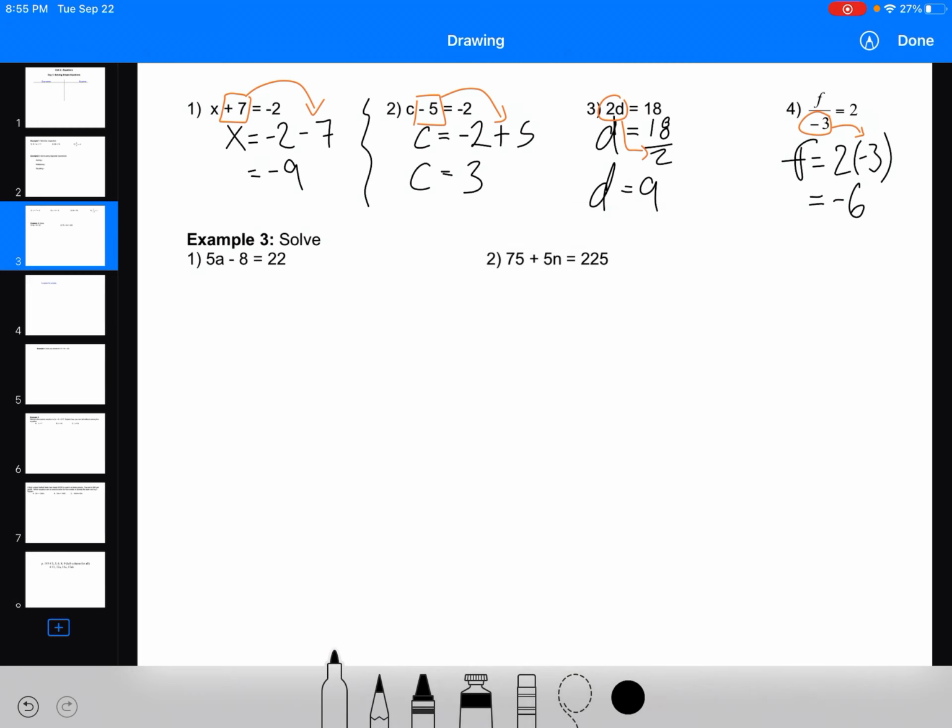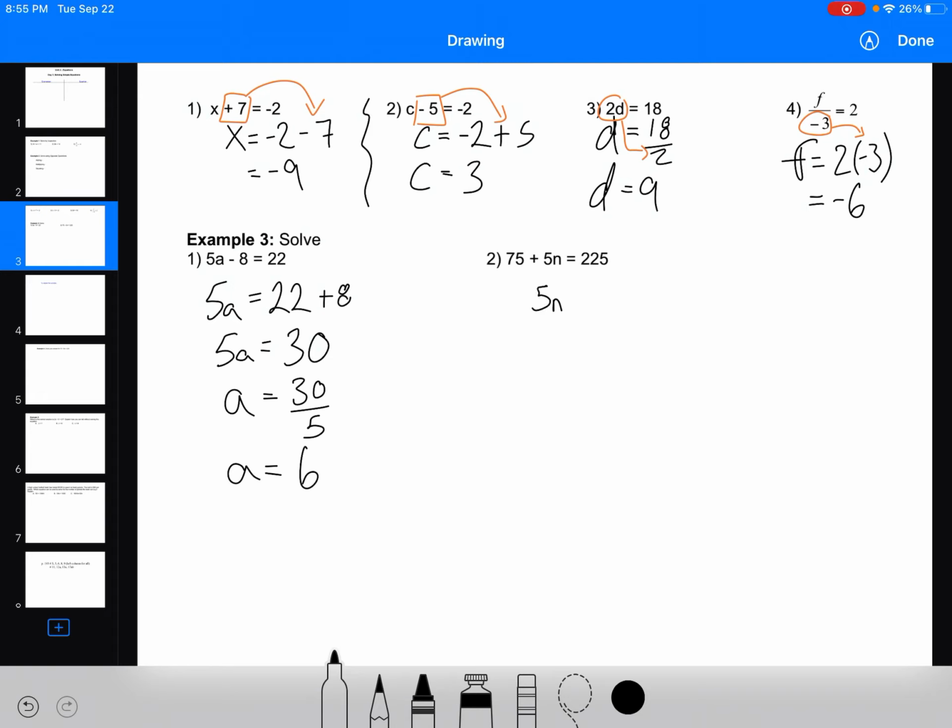So let's look at these ones that are a little bit harder. Well, here we've got 5 times a. And we've got to get that 8 to the other side. Well, it's subtraction. So the opposite of subtraction there is addition. So we have to do 22 plus 8. Again, I'm doing this in a couple steps. You probably don't have to. Then we have 5a equals 30. Well, the opposite of multiplying is dividing. So we have a is 30 divided by 5. And a equals 6. Okay, I want you to notice the form that I'm using when I'm solving these questions.